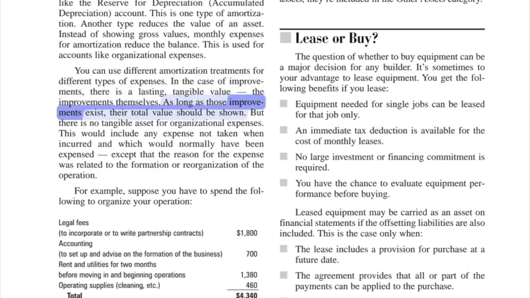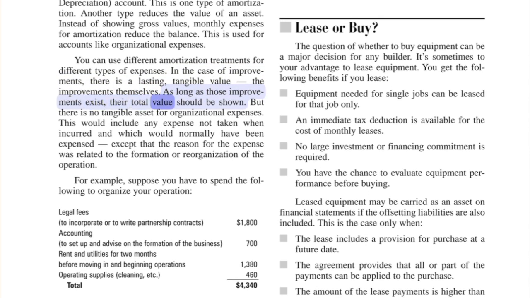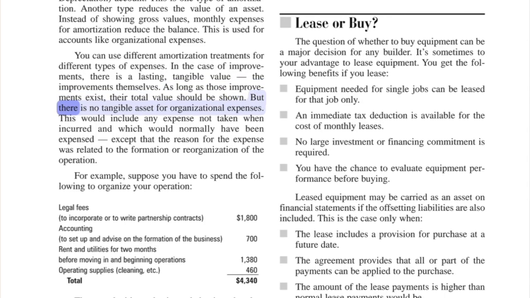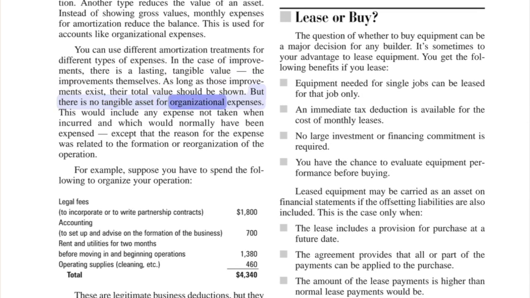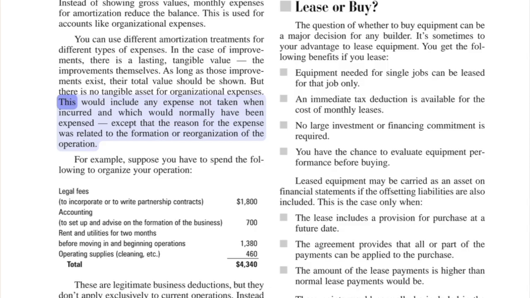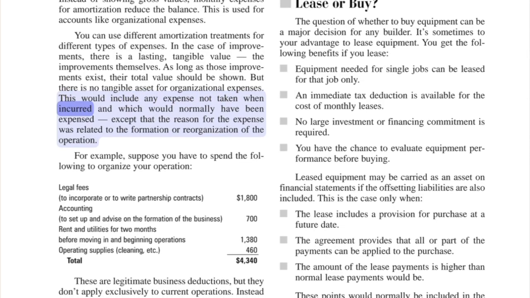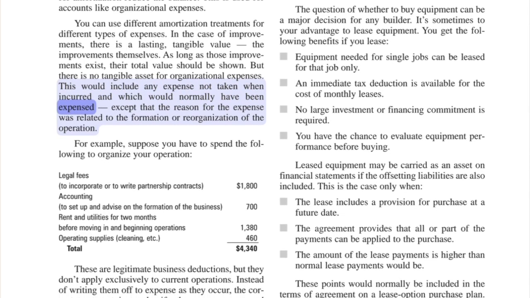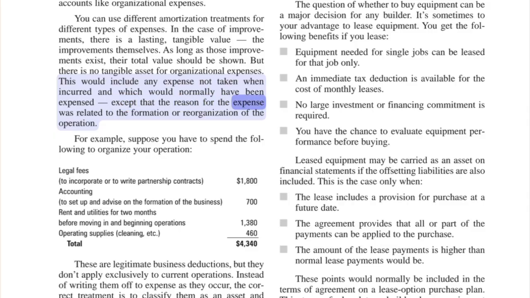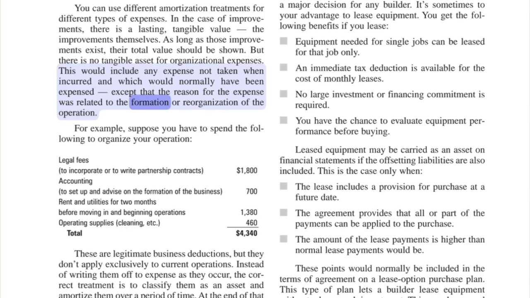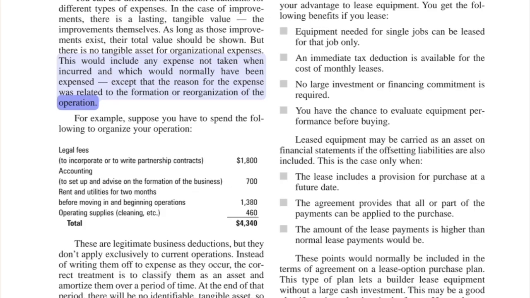As long as those improvements exist, their total value should be shown. But there's no tangible asset for organizational expenses. This would include any expense not taken when incurred and which would normally have been expensed, except that the reason for the expense was related to the formation or reorganization of the operation.